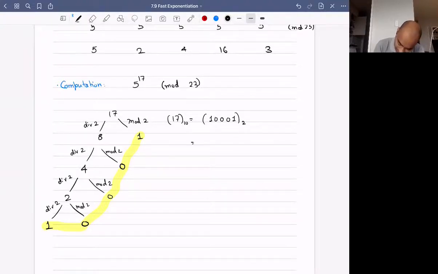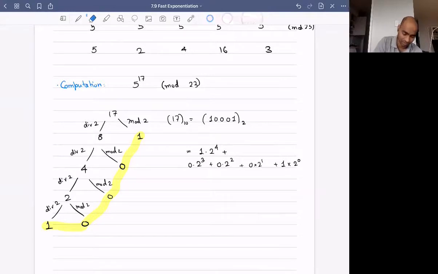I can expand this, starting from the right hand side: 1 times 2 to the 0 plus 0 times 2 to the 1 plus 0 times 2 to the 2 plus 0 times 2 to the 3, and then the fourth one, 1 times 2 to the 4. Okay, so that's the binary representation of 17, expressed in powers of 2.